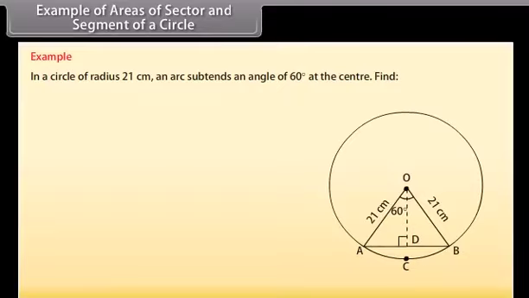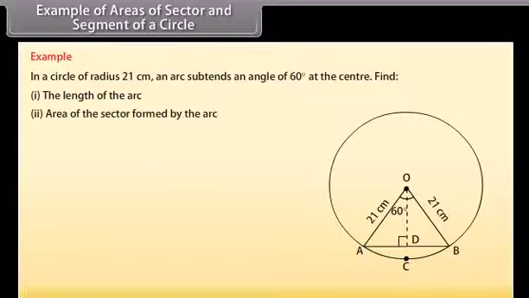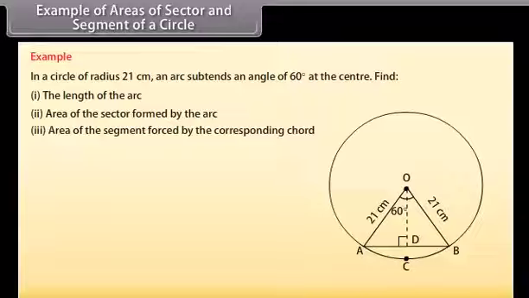Example. In a circle of radius 21 centimeter, an arc subtends an angle of 60 degree at the center. Find 1. The length of the arc. 2. Area of the sector formed by the arc. 3. Area of the segment formed by the corresponding chord. Use pi as 22 upon 7.